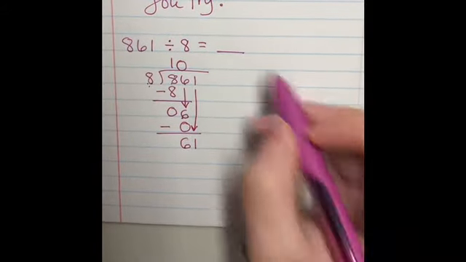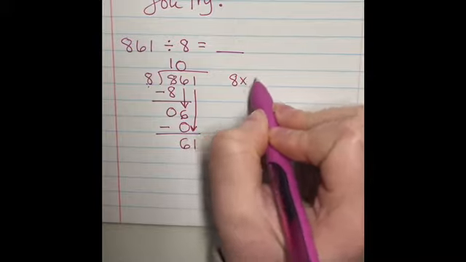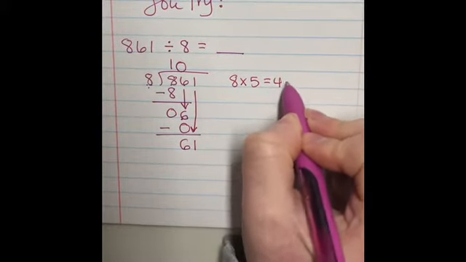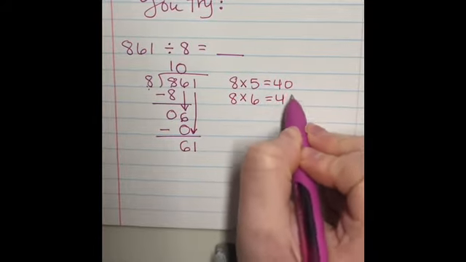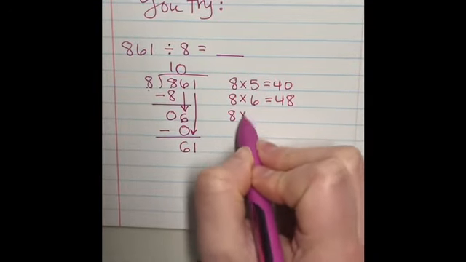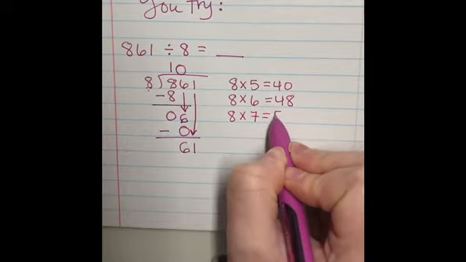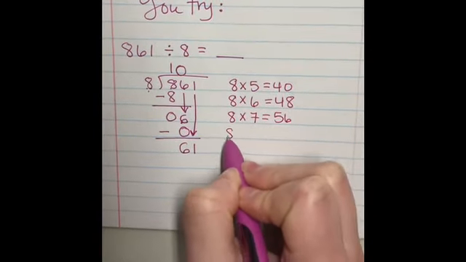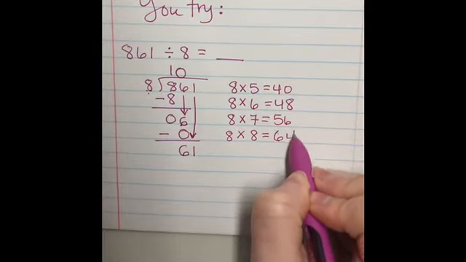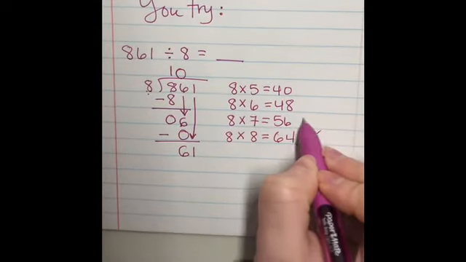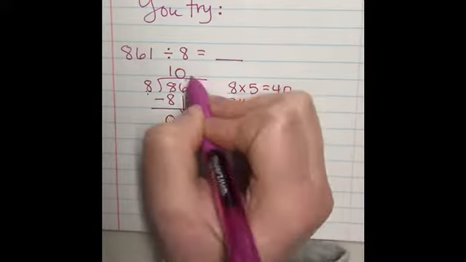Now I have 61, so I'm asking myself, how many times does 8 go into 61? I'm just going to start with 8 times 5. That's an easy one to get 40. 8 times 6 is 48. I'm just adding 8 each time. 8 times 7 is 56. It's getting closer. 8 times 8 is 64, which is too big, right? So that can't be it. So 7 has to be my answer.